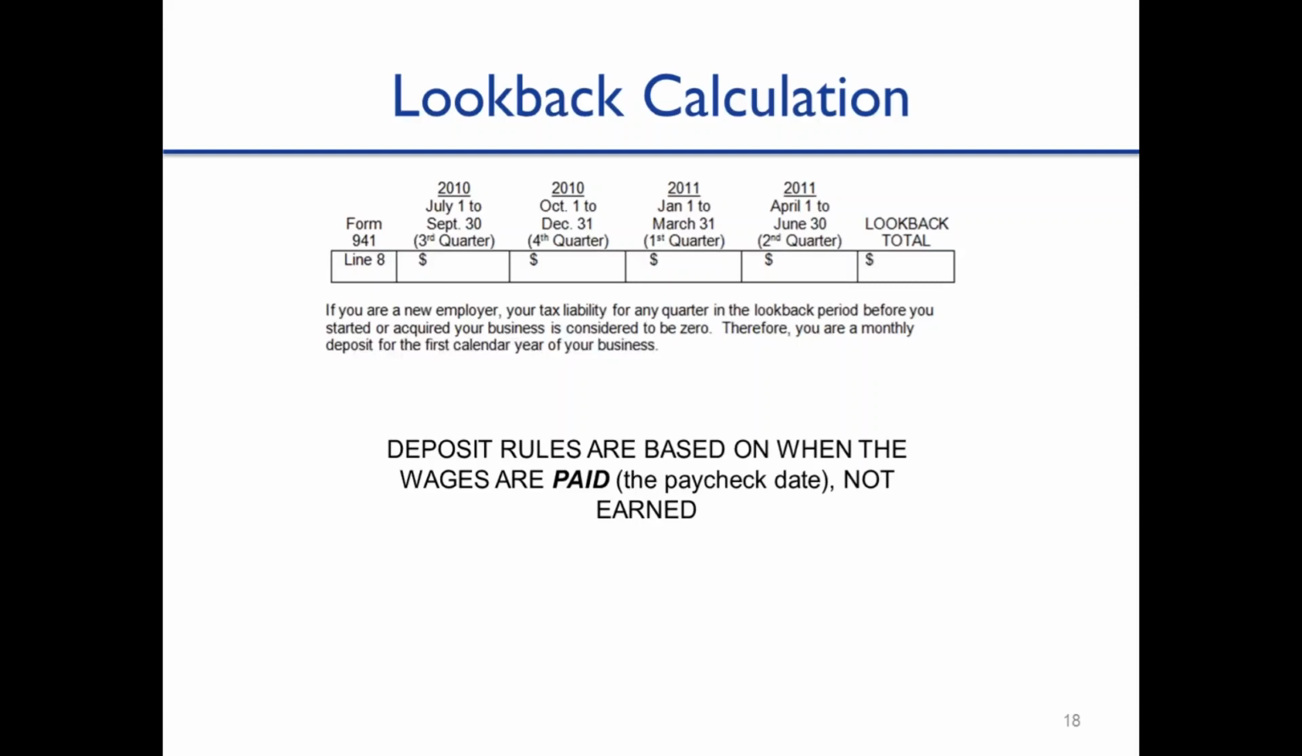Back a few years ago, the IRS stopped sending letters to companies saying which deposit schedule they were under, and then all of a sudden these companies started getting all kinds of IRS notices that they weren't paying on time and things like that. Since then, the IRS has, again, started sending letters because they had so many people that weren't calculating their own look-back.